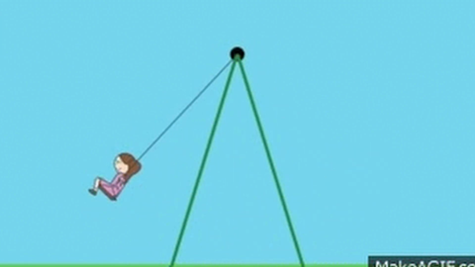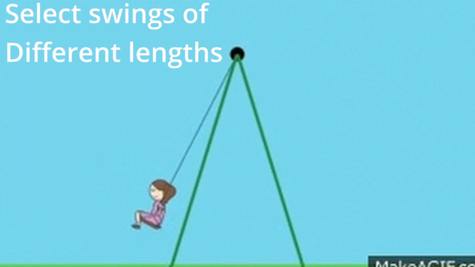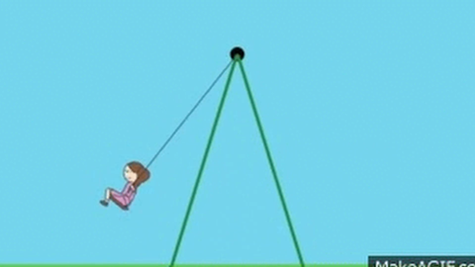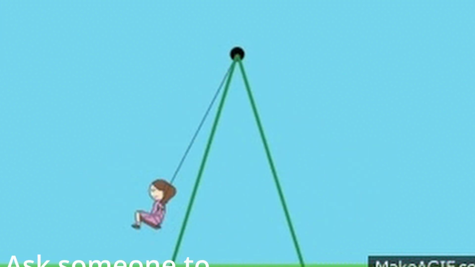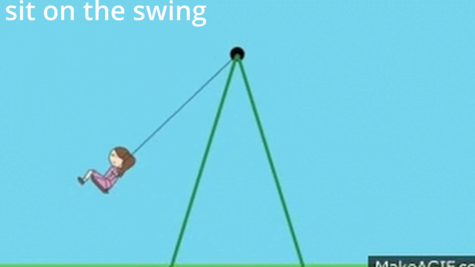Next time you visit a nearby park with swings for children to play on, try this experiment. Select swings of different lengths and observe their periods of oscillation without anyone sitting on them. Do their periods depend only on their lengths? Now ask someone to sit on a swing. Does the period of oscillation change?